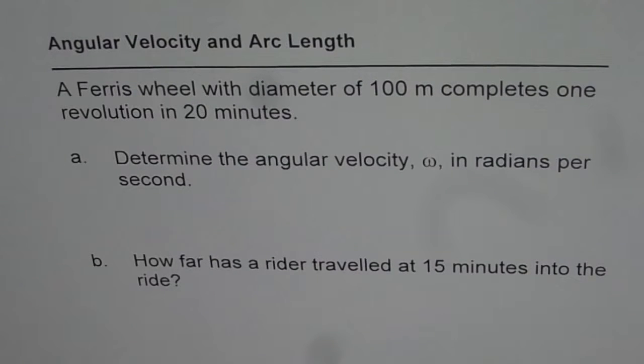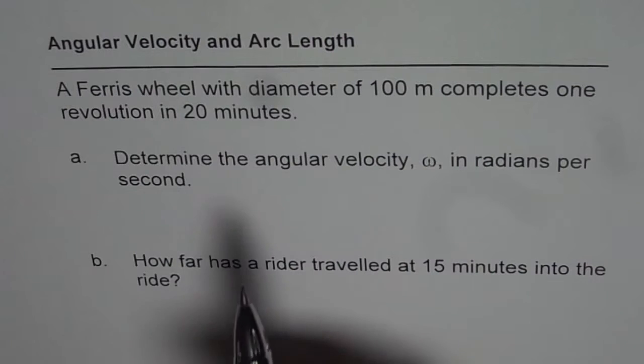Angular velocity and arc length. With this example, we'll understand how they are related. The question is: a Ferris wheel with a diameter of 100 meters completes one revolution in 20 minutes. Part A is, determine the angular velocity omega in radians per second. And part B is, how far has a rider traveled at 15 minutes into the ride?